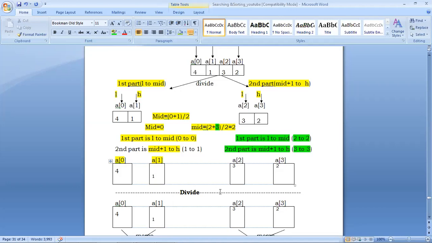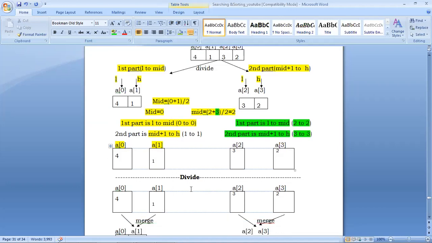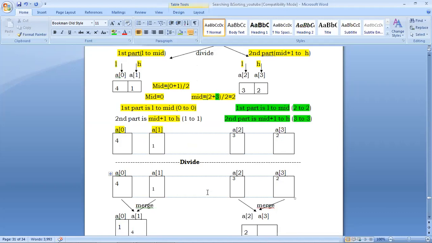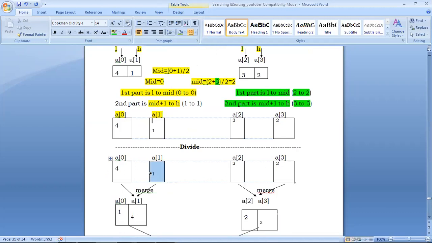This step is called the divide step. Now we combine these single element arrays into single sorted arrays. See here, now I combine 4 and 1. I combine these two parts, single element arrays.